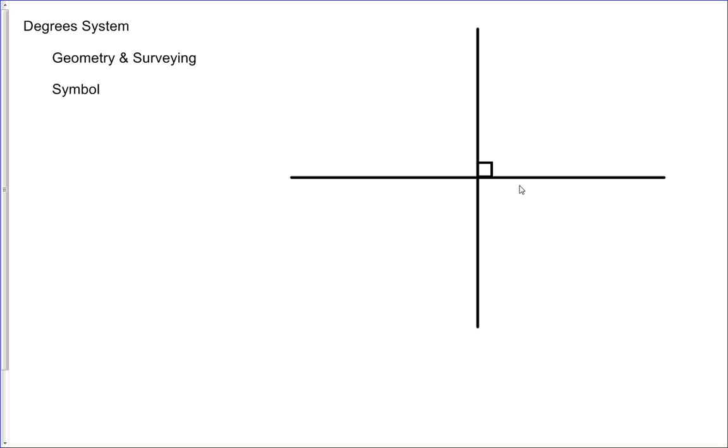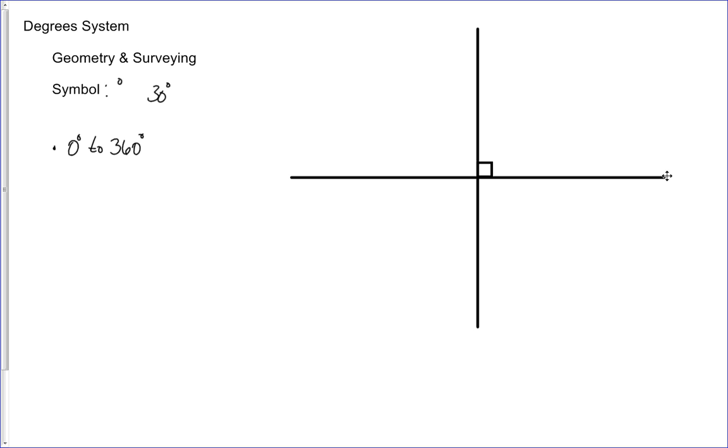Now let's talk about the degree system, because there are two systems to measure angles. We're going to go over them both in this video, and after this we'll probably be using the second system more than degrees. The degree system is mainly used in geometry and surveying. The symbol is a small little circle, for example 30 degrees. And a complete rotation is 0 to 360 degrees.